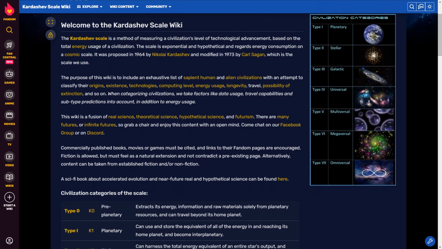But let's see. The purpose of the wiki is to include an exhaustive list of sapient human and alien civilizations with an attempt to classify their origins, existence, technologies, computing level, energy usage, longevity, travel, possibility of extinction, and so on. When categorizing civilizations, we take factors like data usage, travel capabilities, and subtype predictions into account, in addition to energy usage. This wiki is a fusion of real science, theoretical science, hypothetical science, and futurism. There are many futures or infinite futures, so grab a chair and enjoy this content with an open mind.